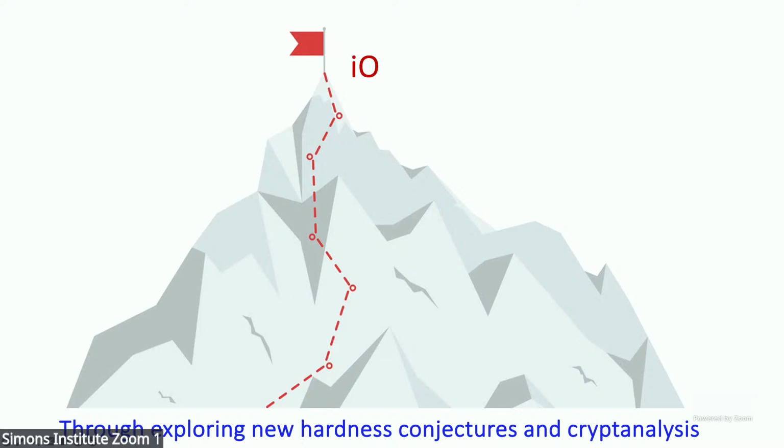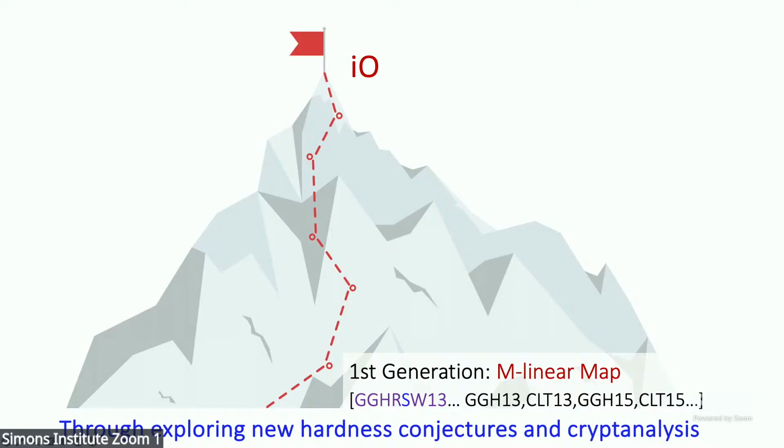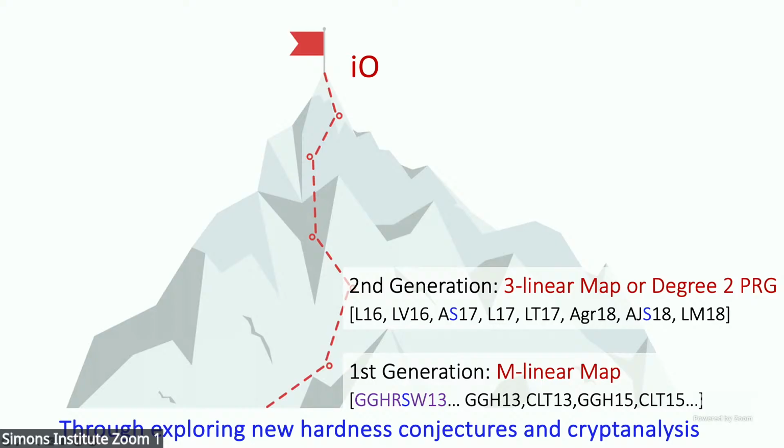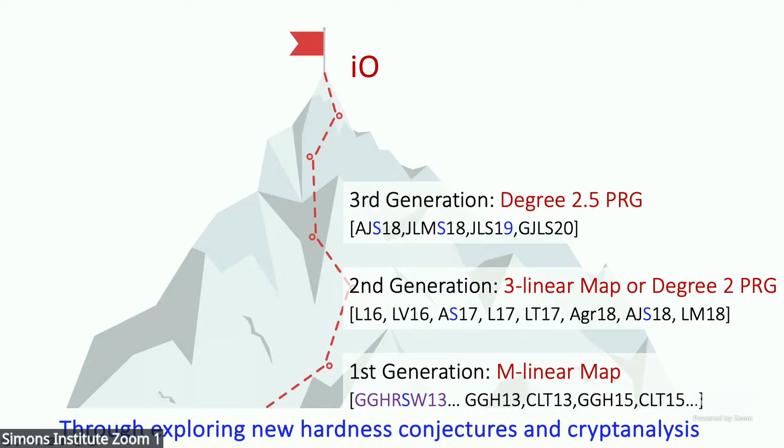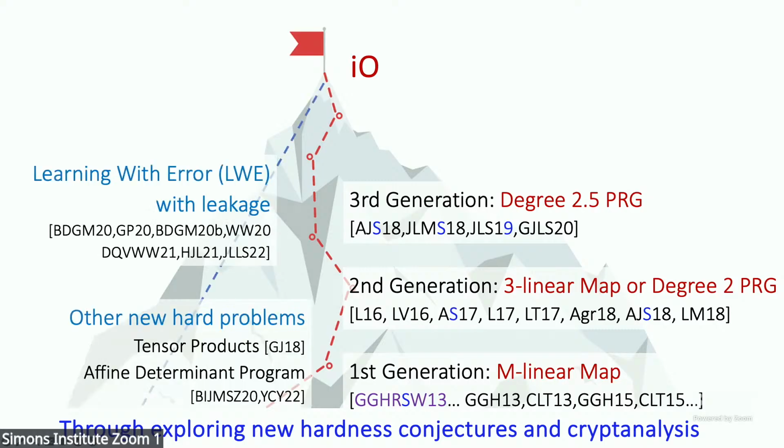In fact, the way that we did this historically over the last roughly decade is through new hardness conjectures and trying to understand what's going on there. So there were these notions of multilinear maps, and there were sort of the first generation of IO candidates based on multilinear maps, which I won't talk about. Then there was a second generation of IO candidates based on less multilinear, but still multilinear maps. And then there was a third generation with something else, which I won't talk about at all. There are other approaches that are based on variants of learning with errors with various kinds of leakage, totally new hard problems like tensor products of different things and ADPs.